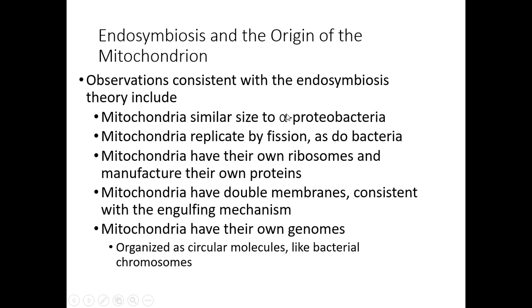So this is generally believed, this endosymbiotic theory, to be how we achieved multicellularity and achieved the eukaryotic cell, I should say. So observations consistent with the endosymbiont theory include the mitochondria is actually similar in size to this alpha proteobacteria, which could have been ingested, right? Mitochondria replicate by fission, which is really interesting because that's how we know bacteria replicate, by binary fission.